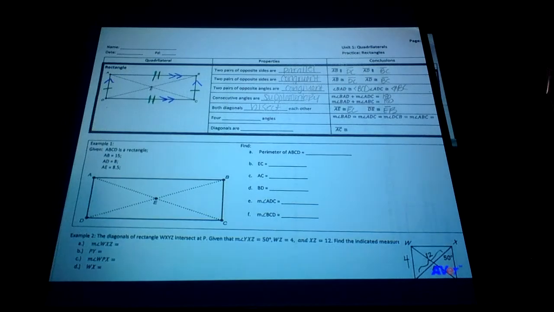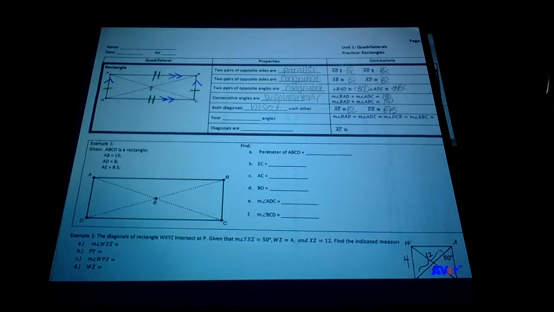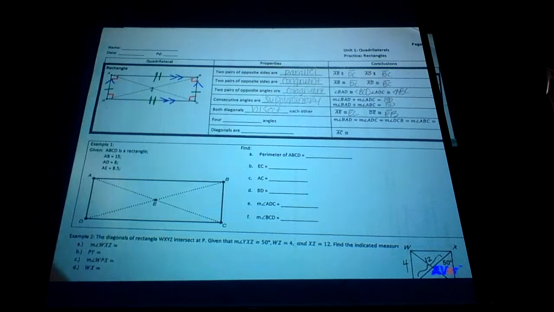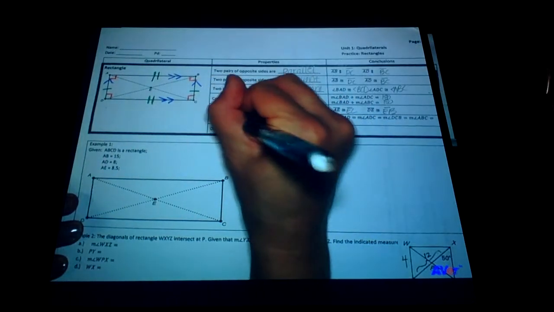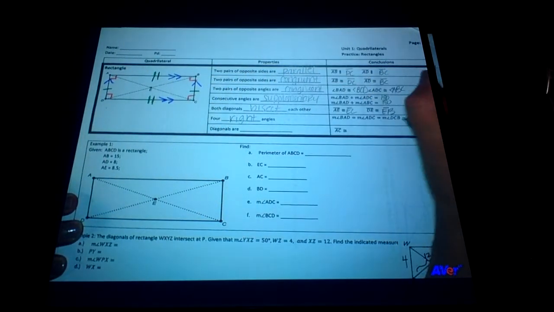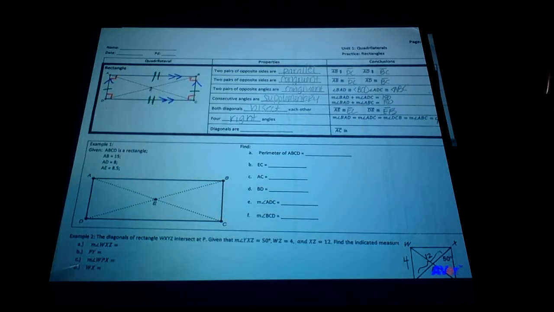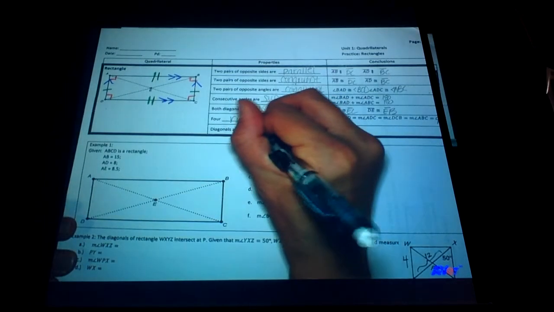And the ones that are special for a rectangle are that there are 4 right angles. So yes, my opposite angles are congruent, but more specifically, the angles are right angles. And if you need colored pencils, you know where to find them. Okay? So all the angles in a rectangle are 90 degrees. Okay? And the diagonals of a rectangle, not only do they bisect each other, but the diagonals are congruent.